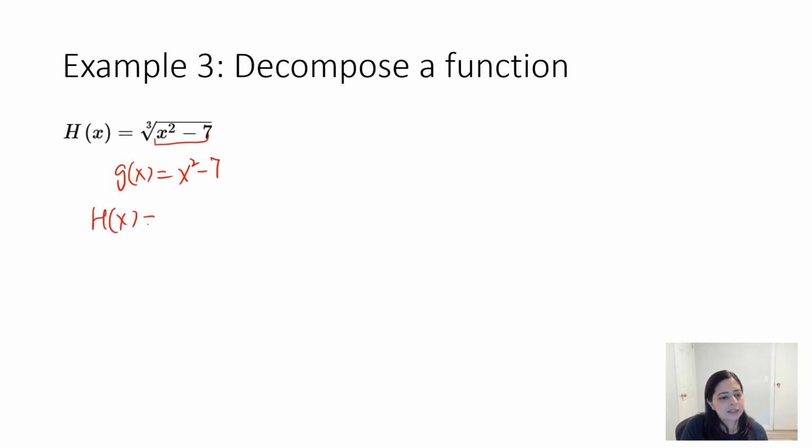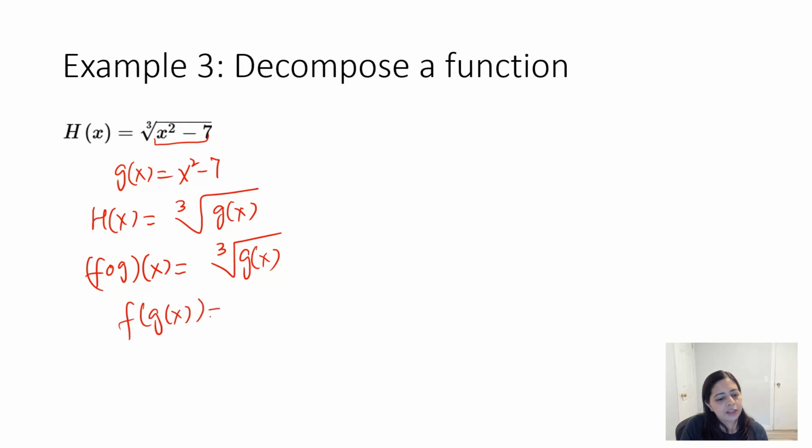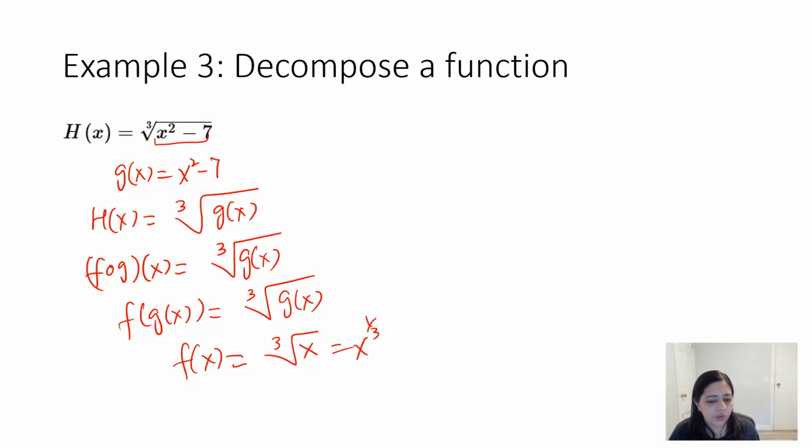So h of x is the cube root of g of x, and h of x is f o g of x, so that's the cube root of g of x. So f of g of x is the cube root of g of x. What should f of x be? Cube root of x. That's your f of x and that's your g of x. You could also rewrite this as x to the power 1/3, but that's not necessary. You could leave it there.